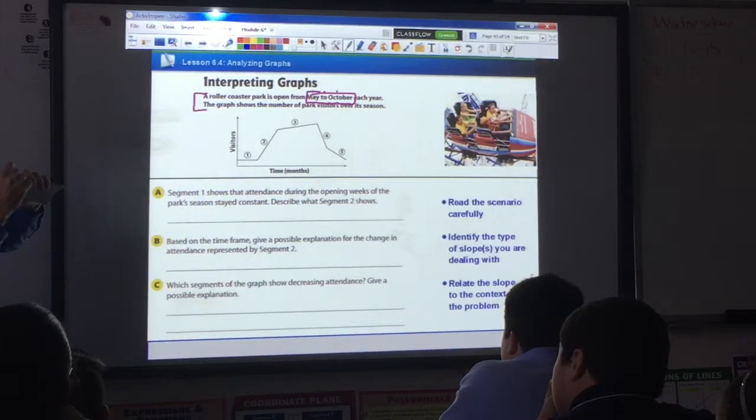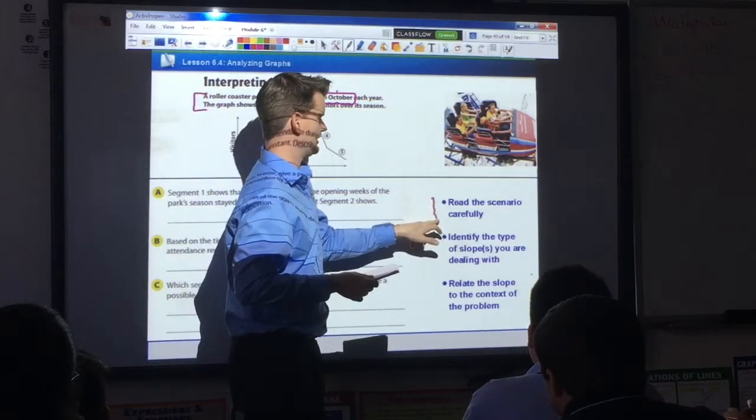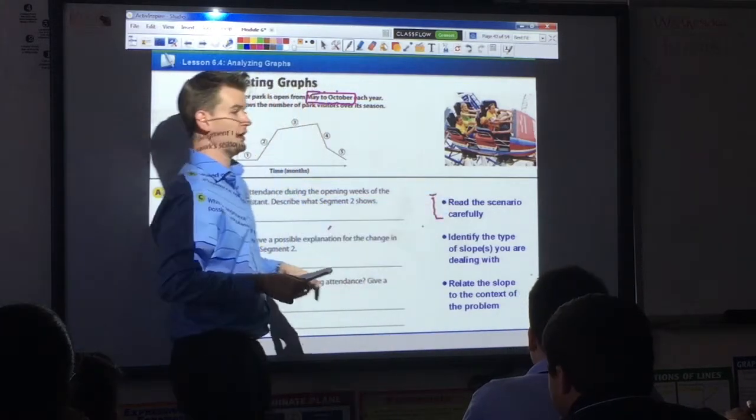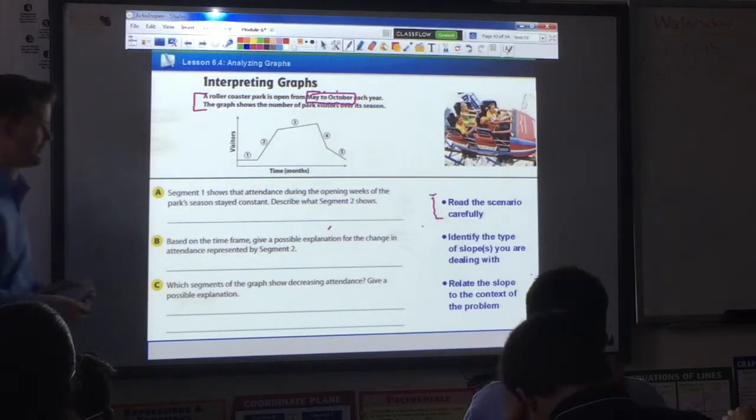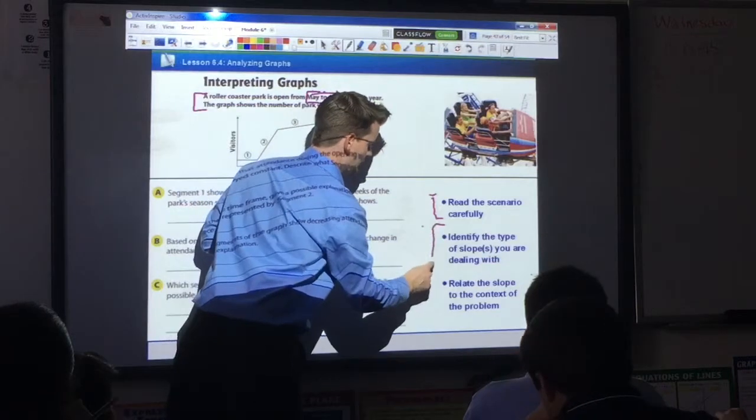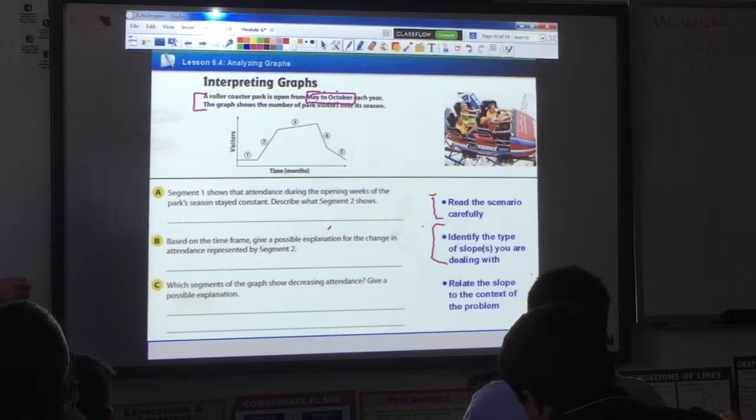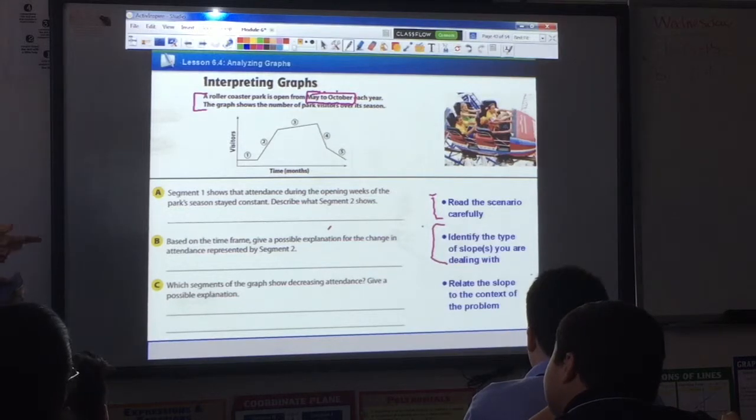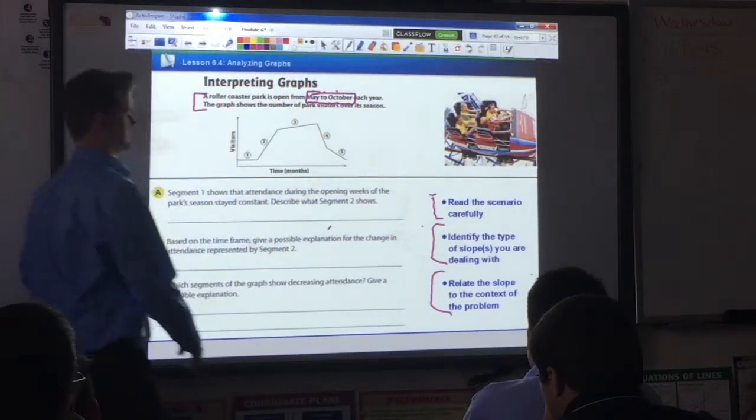If we look at a graph, and we want to identify or answer questions about this graph, we have to do 3 things. Always read the scenario carefully. That's the main thing. A lot of you know that not reading a question, especially on a test, could cause you to get an answer wrong. Once you've read the scenario, make sure you identify the type of slope or slopes that you are dealing with: positive, negative, zero, undefined. Then relate the slope to the context of the problem.